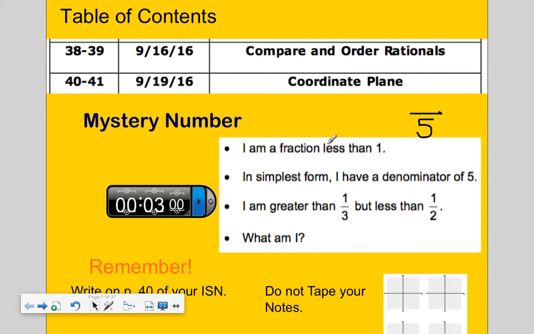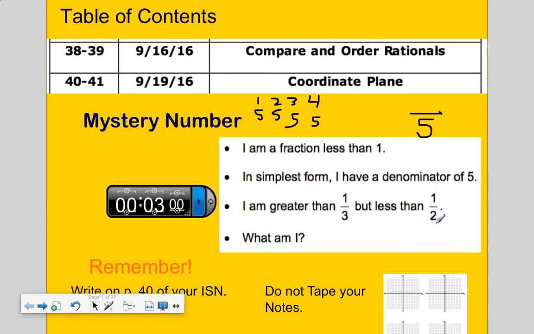So if I am a number less than 1, options could be 1/5, 2/5, 3/5, or 4/5. Could it be 5/5? No, that's 1 whole. Has to be less than 1. So good. We're good so far. I am greater than 1/3, but less than half. Well, let's look at our choices right here.